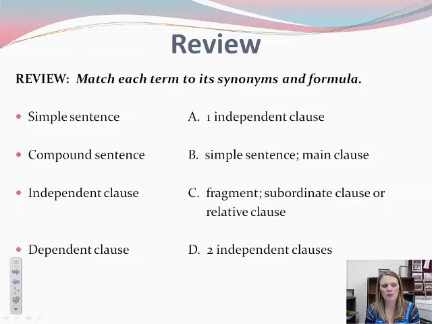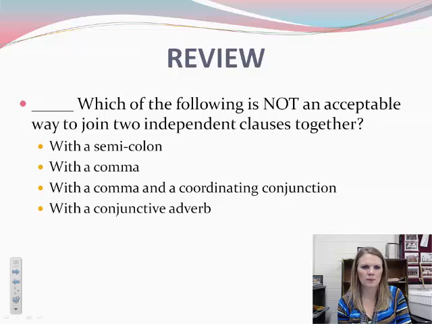Okay, so you should have come up with simple sentence. The formula for that is A, one independent clause, and the formula for a compound sentence is D, two independent clauses. Synonyms for independent clauses would be B, simple sentence and main clause, and synonyms for dependent clauses would be C, fragment, subordinate clause, or relative clause. So that's a review of some of the grammar ideas and concepts that we have covered so far.